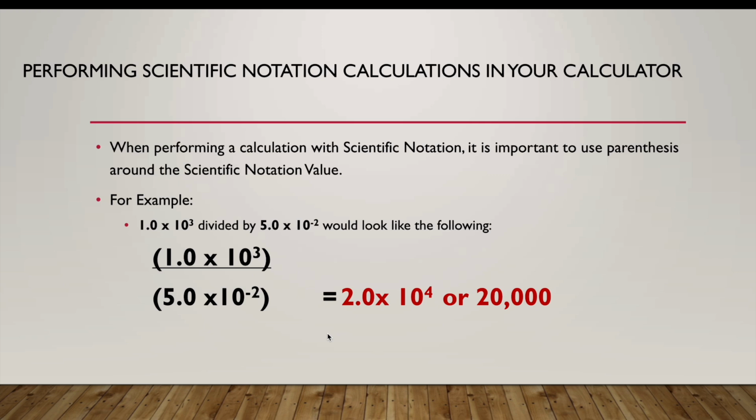When performing a calculation with scientific notation, you do need to make sure to use parentheses around the scientific notation value. For example, if you are dividing 1.0 times 10 to the 3rd by 5.0 times 10 to the -2nd, you should write it out like this. Put parentheses around the 1.0 times 10 to the 3rd, and then put parentheses around 5.0 times 10 to the -2nd. When in doubt, put parentheses around it. This should, if you enter it correctly, give you the answer of 2.0 times 10 to the 4th, or 20,000.